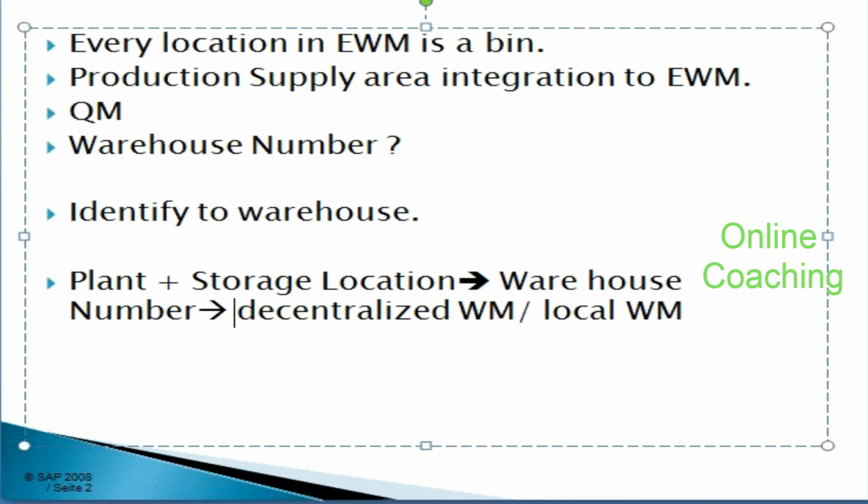I talked about this plant and storage location combination with respect to the ERP. This decentralized WM is nothing but our EWM. So in place of R3 I can have some other software also. Yes. But in 99.9% of cases the customers always have R3 and use EWM. So it is very rare. Till now I have not seen any customer using EWM alone without R3.